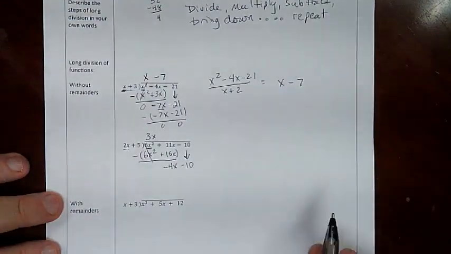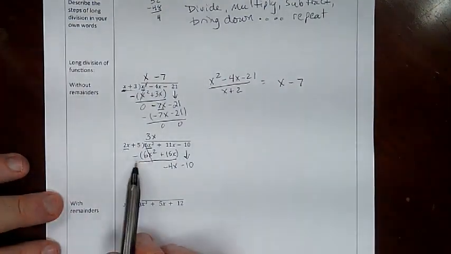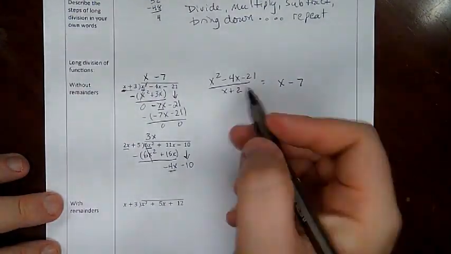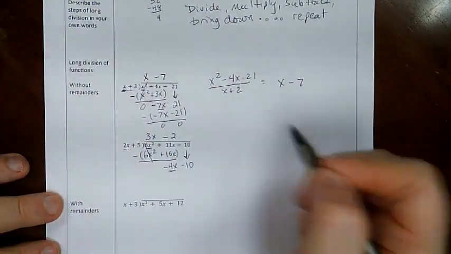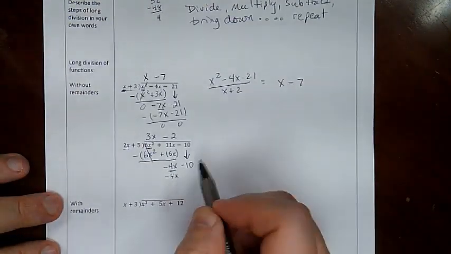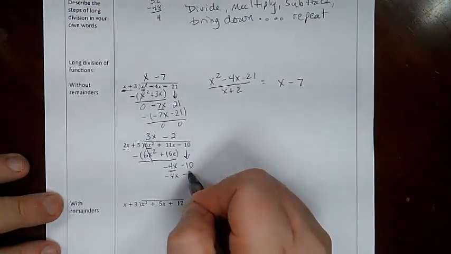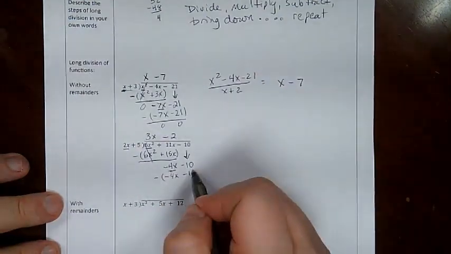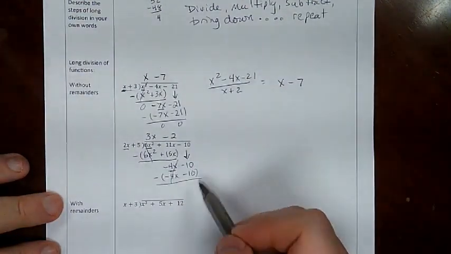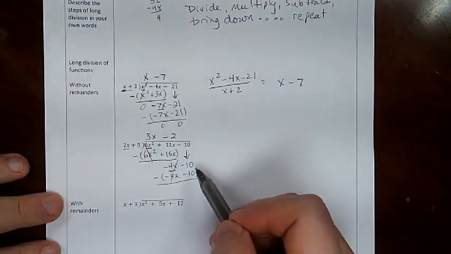Again, I'm looking only at my first terms. What times 2x is going to give me negative 4x? I know that that's negative 2, because negative 2 times 2x is negative 4x. Negative 2 times 5 is negative 10. Again, I'm subtracting. Negative 4x minus negative 4x gives me 0. Negative 10 minus negative 10 gives me 0.